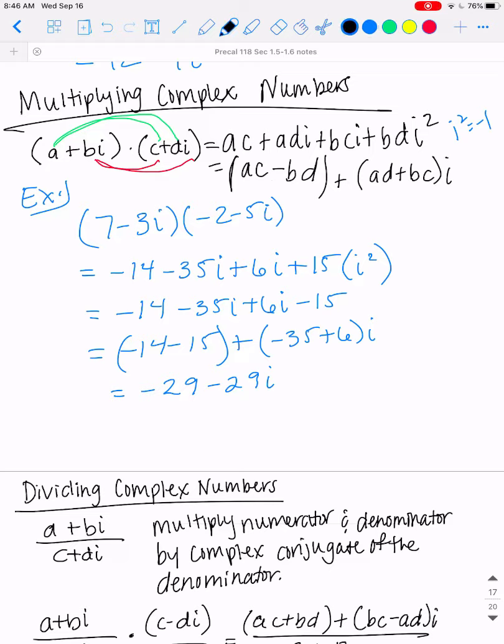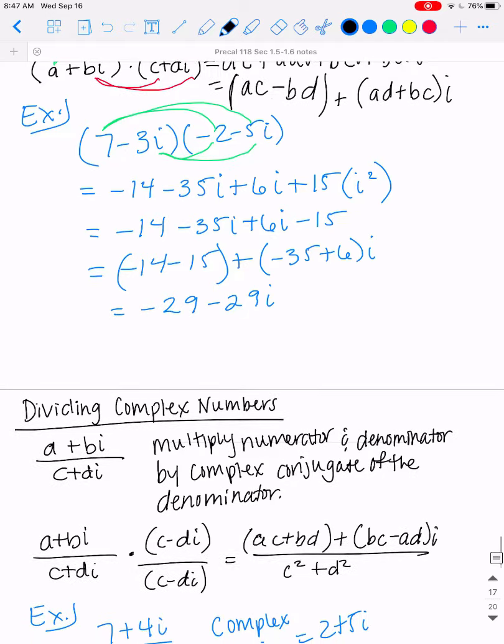Okay, so for example, we have 7 minus 3i times -2 minus 5i, and that gets us -14 minus 35i plus 6i plus 15i squared. So we group our terms, and we multiply out the i squared, so we have -14 minus 35i plus 6i minus 15. Move terms around to get like terms together. We have -14 minus 15, which is -29, plus -35i plus 6i, which is -29i.